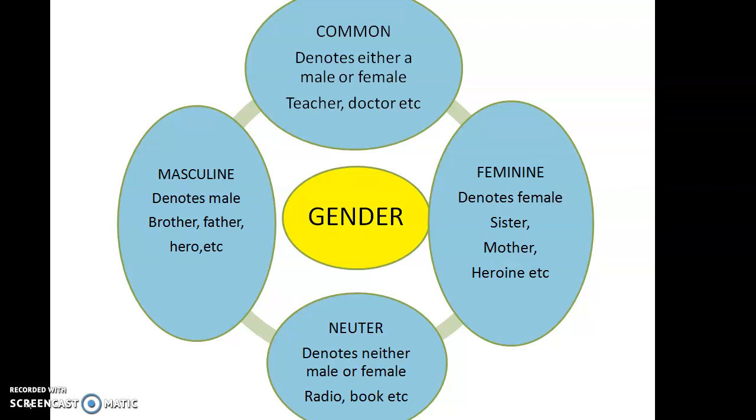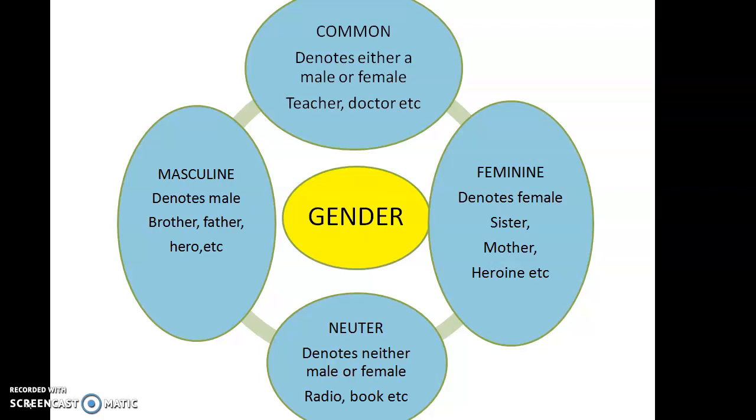Next, the topic we are going to read is common noun. So what are the common nouns? Common nouns denote either a male or a female. जैसे कि teacher. अब teacher male भी हो सकते हैं, female भी हो सकते हैं. Means sir भी हो सकते हैं और madam भी हो सकती है. Same as doctor. A doctor can be male or a female. A baby can be male or a female. So they are common, that they may be male or female.